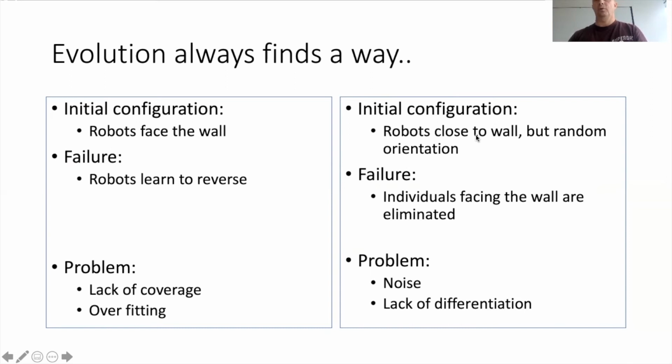I also tried to put the robot close to the wall with a random orientation, at least increasing the probability that it would encounter the wall. But again, it fails for the same reason as the original experiments, because individuals that are facing the walls are eliminated. They crash immediately, whereas the ones that are facing away from the wall generate a lot of fitness and get selected. So basically here the problem is noise again. The orientation decides your fitness, and there's no way to differentiate the individuals.